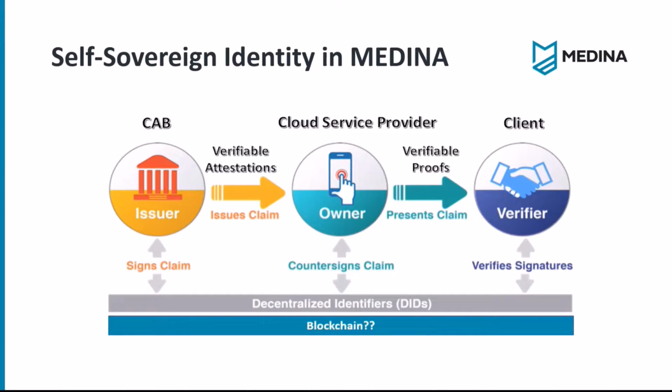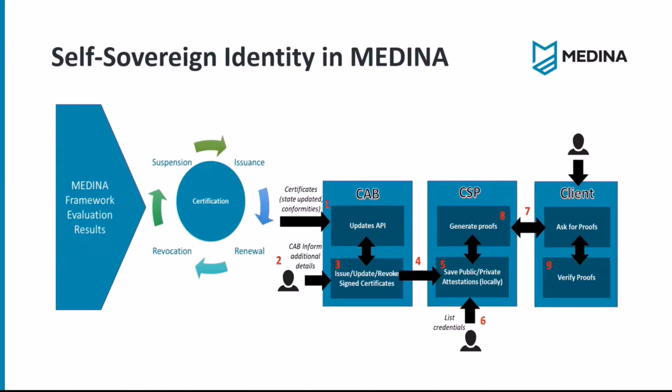For doing this, we use the blockchain layer for the secure record of the different actors' public keys, in order to be able to correctly verify the signatures from the verifiable credentials, because they are signed by the CAP, and also the signatures from the verifiable proofs, because they are also signed by the owner. So we record this information in decentralized identifier documents, that is the name, inside the blockchain.